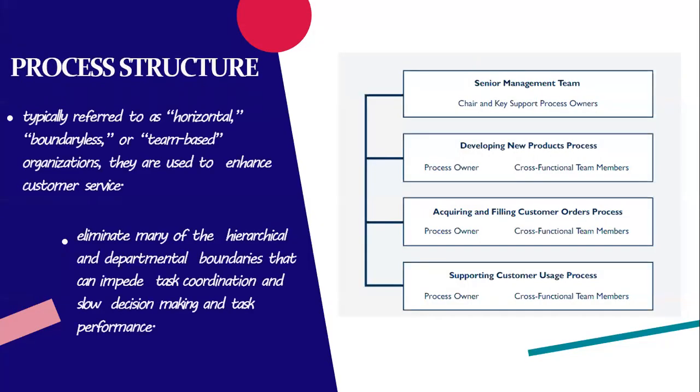Moving on to the next structure, which is the process structure. Process structure is typically referred to as horizontal, boundaryless, or team-based organizations. They are used to enhance customer service. Process structure eliminates many of the hierarchical and departmental boundaries that can impede task coordination and slow decision-making and task performance. This newer form of structural design has multidisciplinary units formed around core processes, emphasizing natural rather than vertical relationships, and places all functions needed to produce a product or service under one unit headed by a process owner.